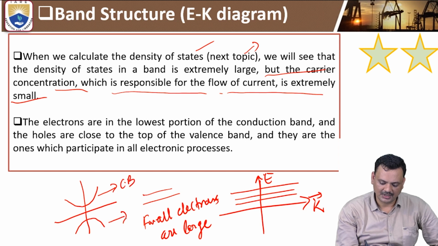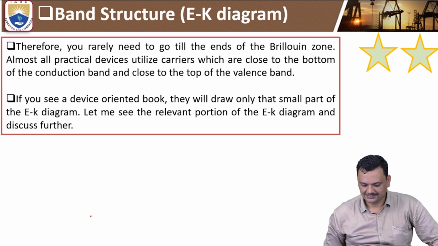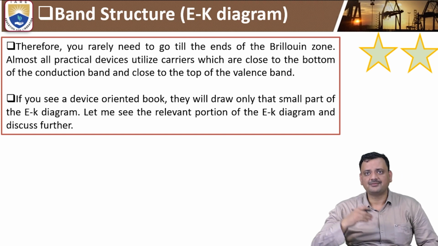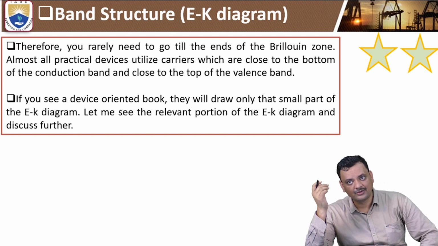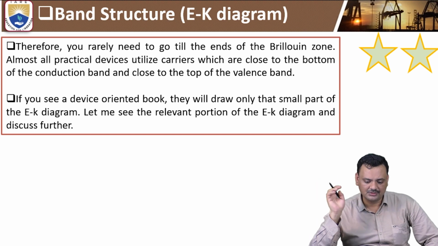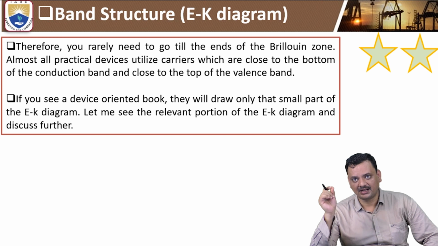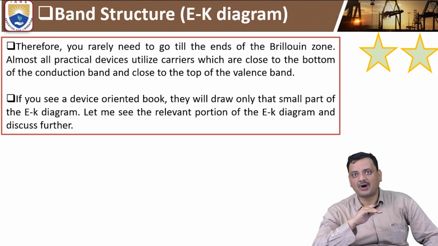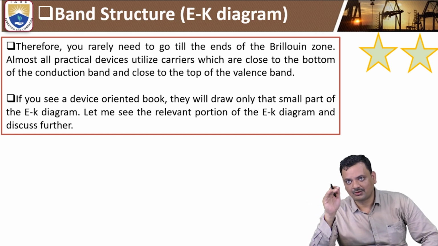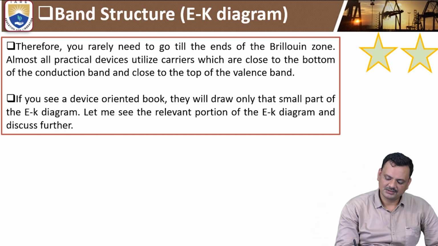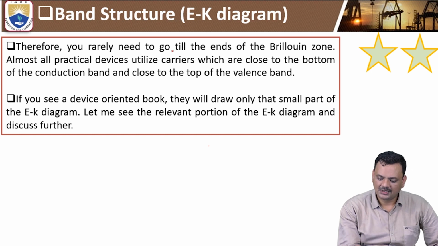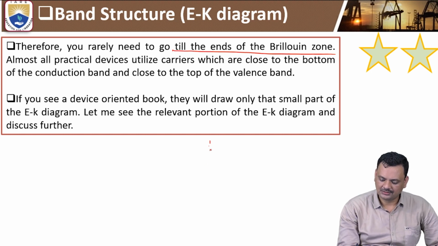This is your conduction band, this is your valence band. This is bottom of conduction band, this is top of valence band. Therefore, you rarely need to go till the end of the Brillouin zone. Almost all practical devices utilize carriers which are close to the bottom of conduction band and close to the top of valence band.